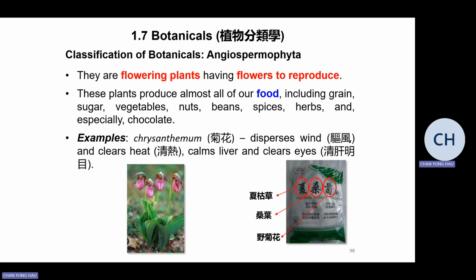So that is the basic element in Chinese medicine. That's why it can calm our liver and clear the eyes. Do you still remember the five element system? The eyes belong to the liver. So if the liver is in good condition, our eyes are also in good condition.